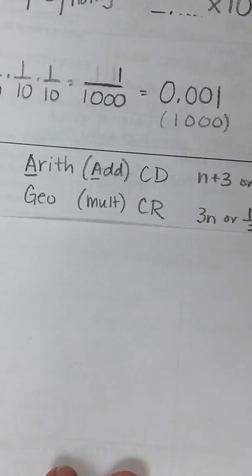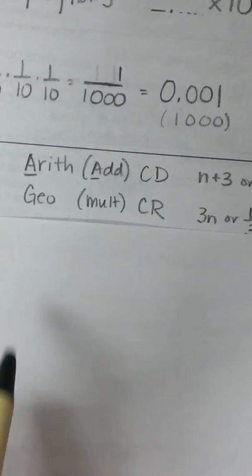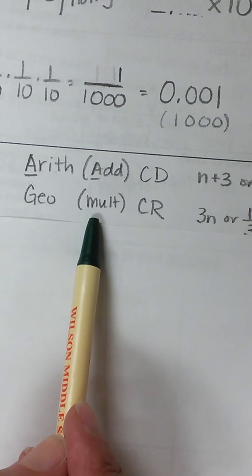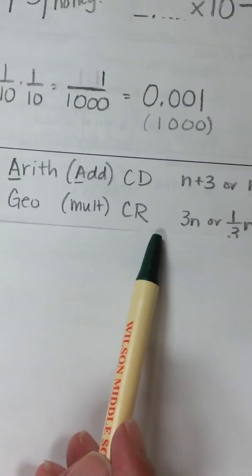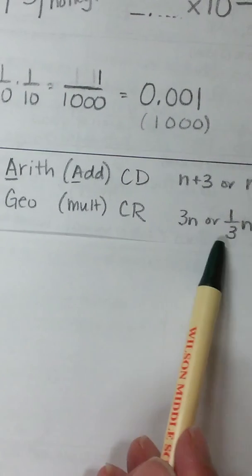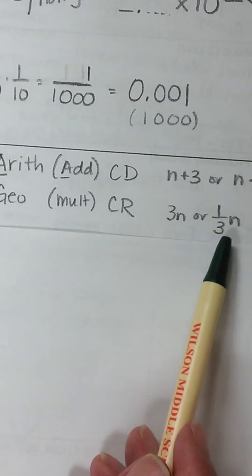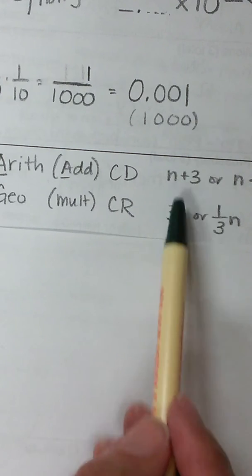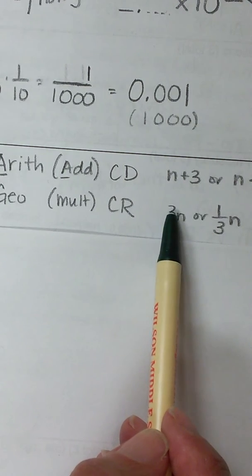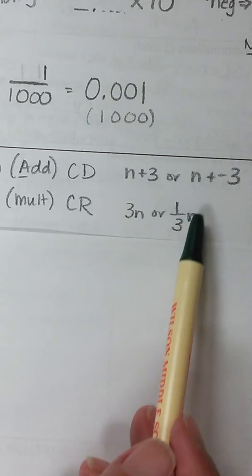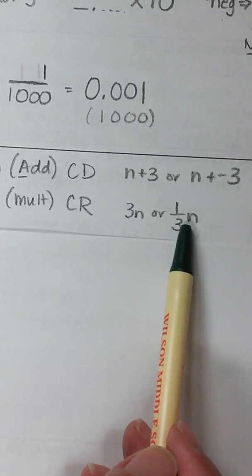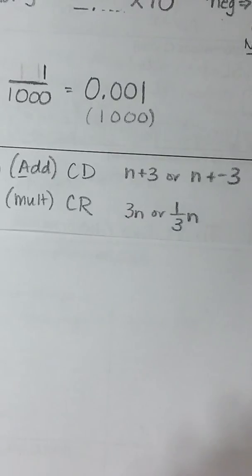The other type of sequence is a geometric sequence. In a geometric sequence, we're going to multiply. That gives us a common ratio. That can be written as 3 times n or 1/3 times n. And in both of these cases, the first one means that the terms go up in value as you go left to right. The second one would be if the terms go down in value or become less in value from left to right. Again, at any point, you can stop the video if you need more time.